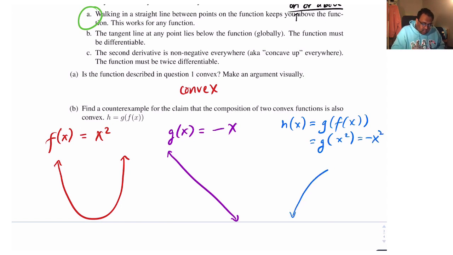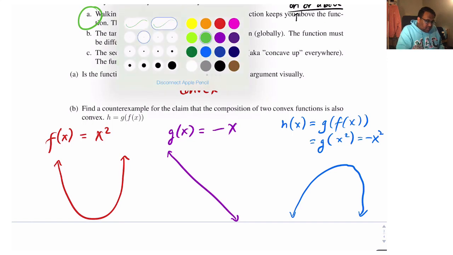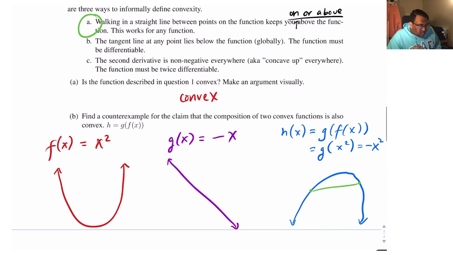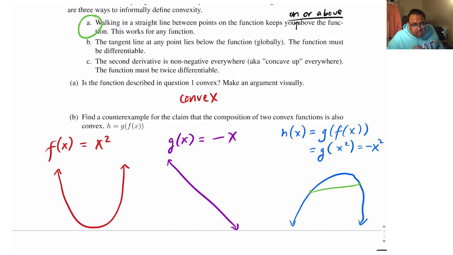Well, that looks like this. So it's a bowl opening downwards. And here, clearly, this function is not convex, right? If I pick 2 points on it, connect the 2 points, the secant line is not on or above the function. In this case, it's below. So negative x squared is not convex, but x squared and negative x on their own are convex. So it is not true that the composition of 2 convex functions is also convex.